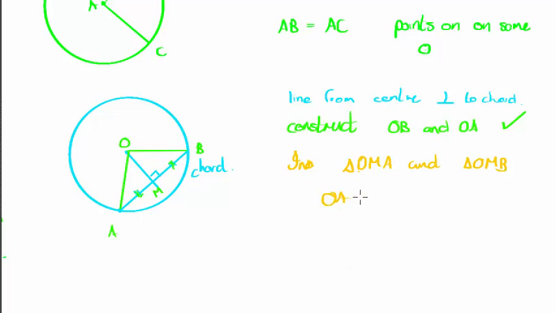OA is equal to OB. Okay, and you can say equal radii. That's fine. Equal radii. Easiest way to write that. What else can you tell me?